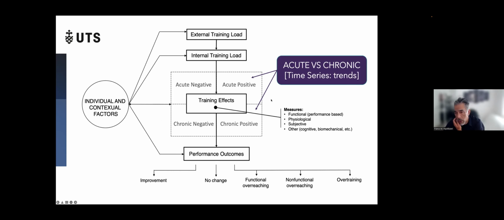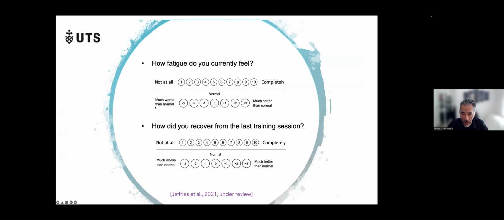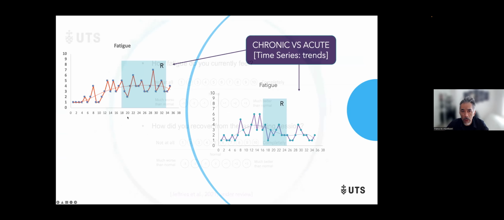I wanted just to show an example of how we try to separate the acute from the chronic responses using time series analysis. This is a very easy example. We use these two questions that we have validated about fatigue and recovery. So these are the results. These are two players in a pre-season. These are the days of training.